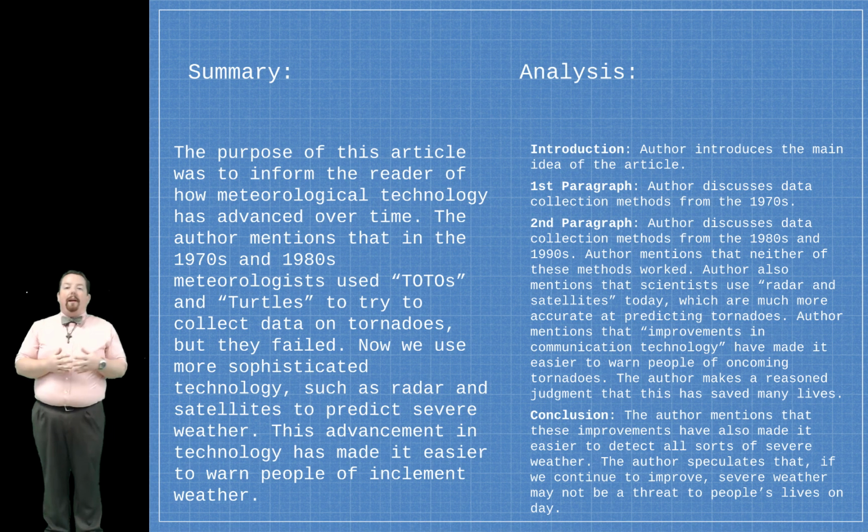So for my summary, I have written down basically that the purpose of the article was to inform the reader of how we've gotten better with meteorological technology. And it talked about totos and turtles and their ability to detect tornadoes and how they didn't work. But now we have things like radar and satellites that work a lot better, and it's made it a lot easier to warn people of inclement weather. An analysis would help you to truly understand the article and the different pieces of information they presented.